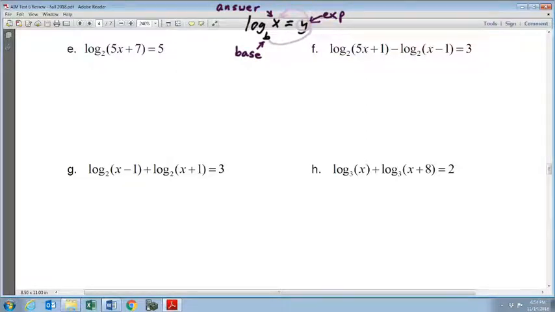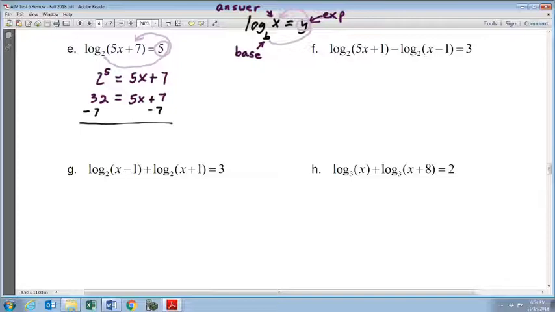So again, I like to use the round the world there. You go b to the y power equals x. So that's what we're going to do here. 2 to the 5th power equals 5x plus 7. And so that's 32 is equal to 5x plus 7. We'll subtract 7 on both sides. And you can see that x is 5 here.